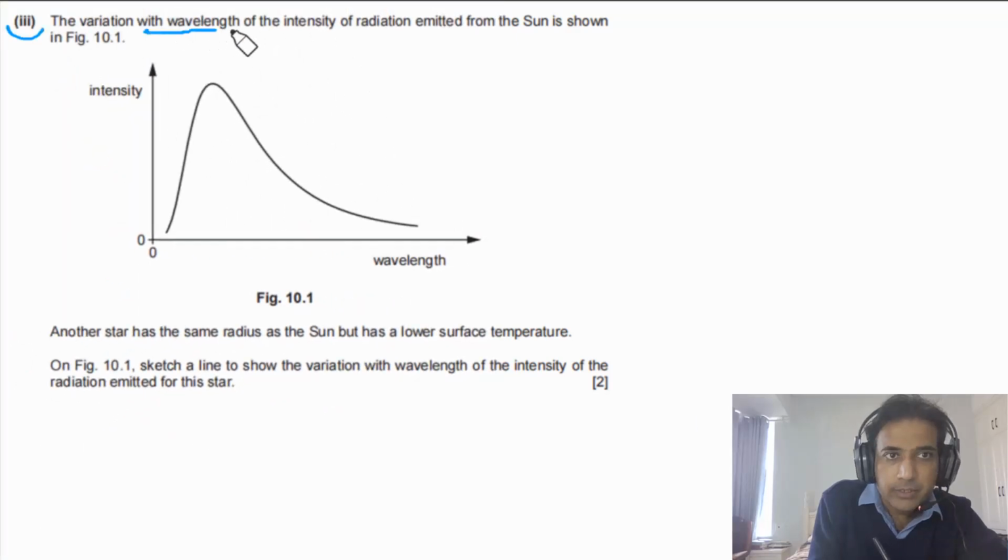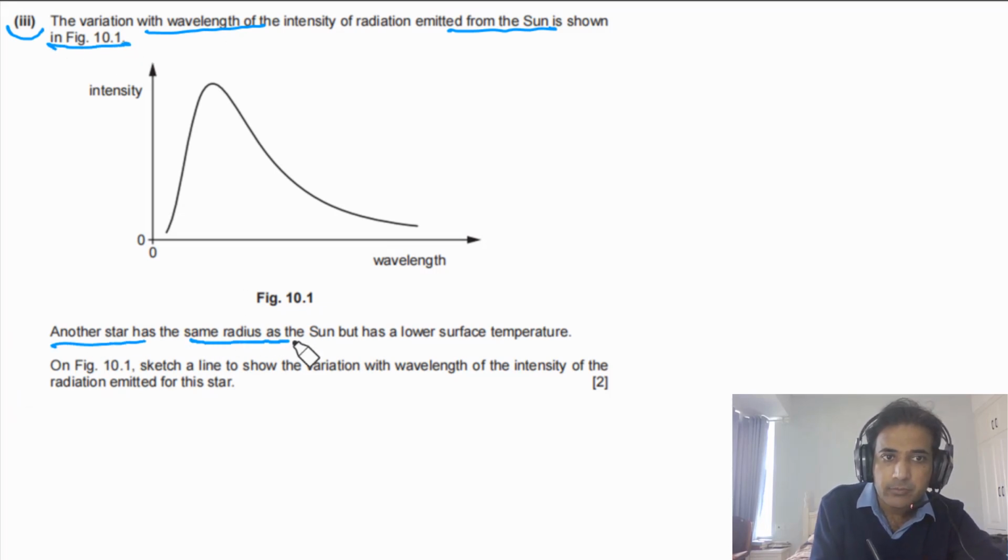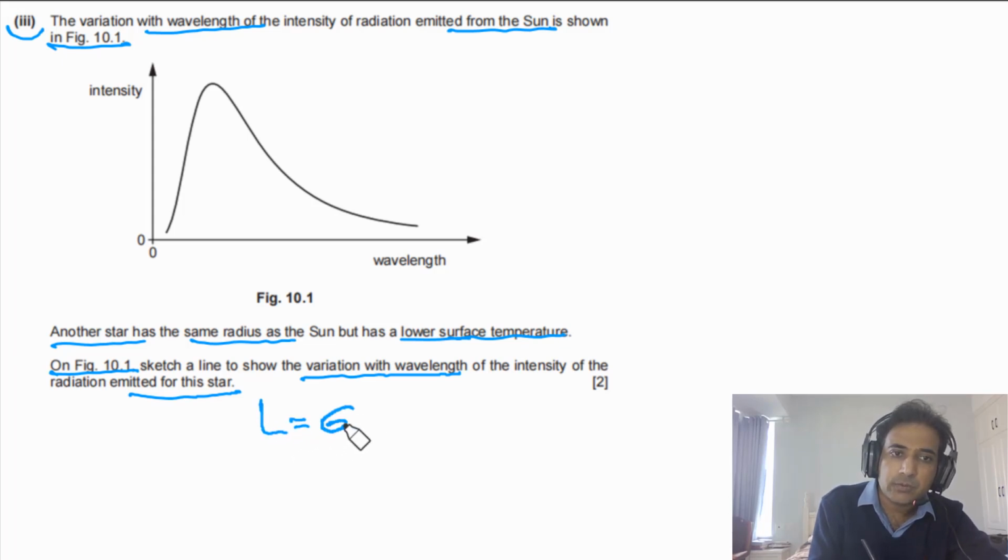Third part says the variation with wavelength of the intensity of radiation emitted from the sun is shown in figure 10.1. Another star has the same radius as the sun but has a lower surface temperature. On figure 10.1, sketch a line to show the variation with wavelength of the intensity of radiation emitted for this star. So first of all, we can look at the luminosity of the star. Luminosity is equal to sigma 4 pi r square times T to the power of 4. Radius is the same, surface temperature is lower, it means luminosity is lower.